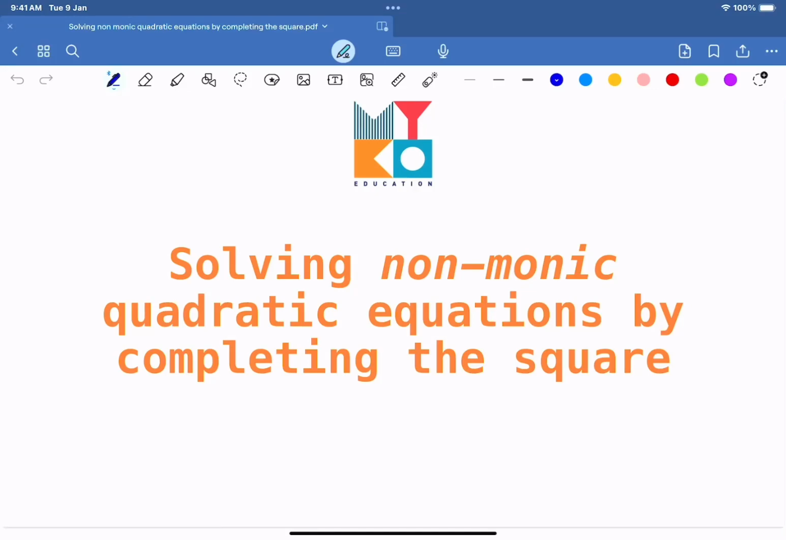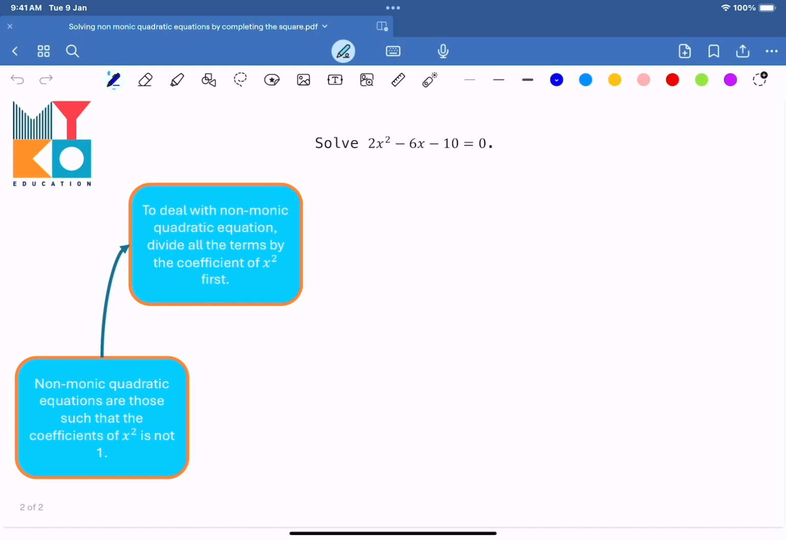Hi, in this video, we will be looking at solving non-monic quadratic equations by completing the square. Now, what are non-monic equations? If you take a look here, non-monic equations are those where the coefficient of x squared is not 1. So let me just highlight this. The coefficient of x squared is not 1. In this example here, the coefficient of x squared is 2, so this is considered non-monic.